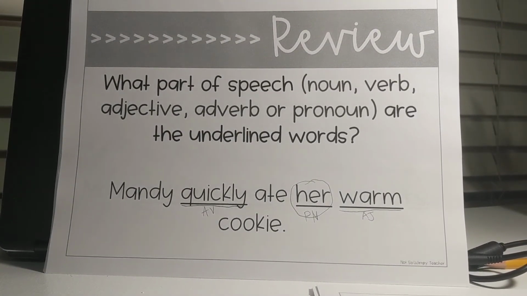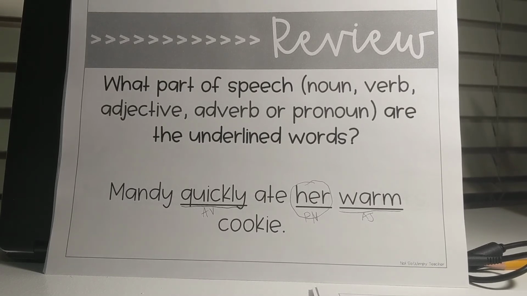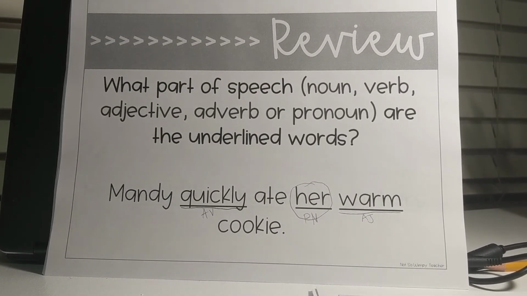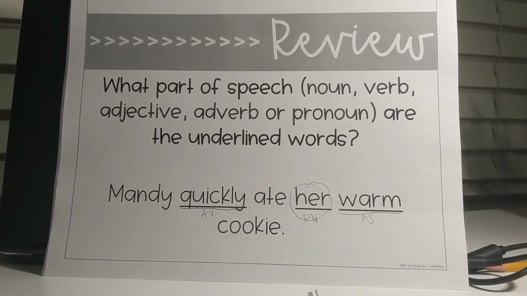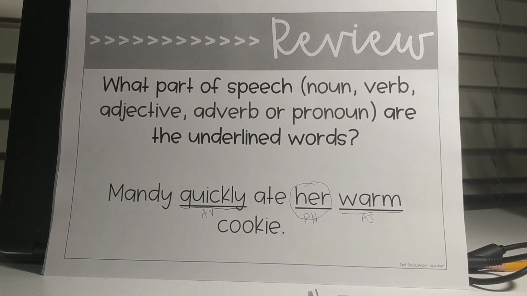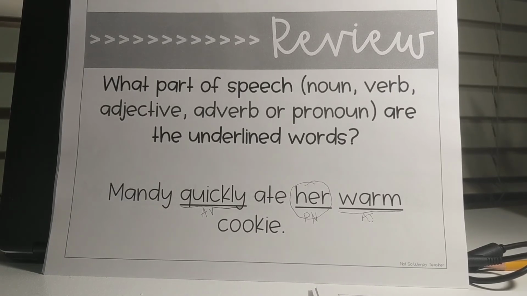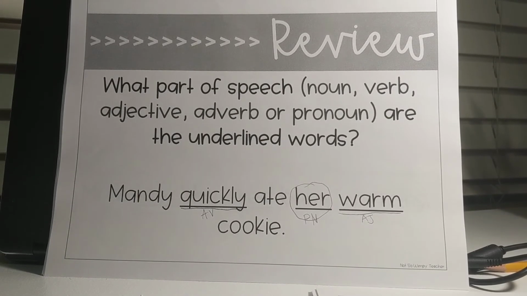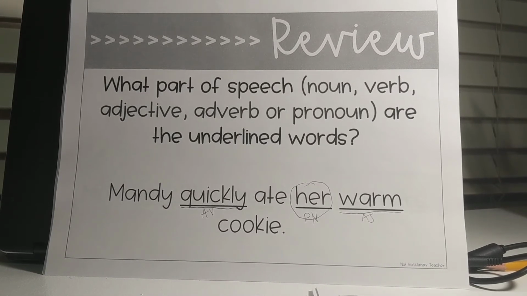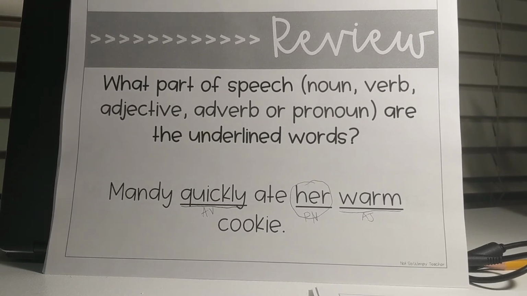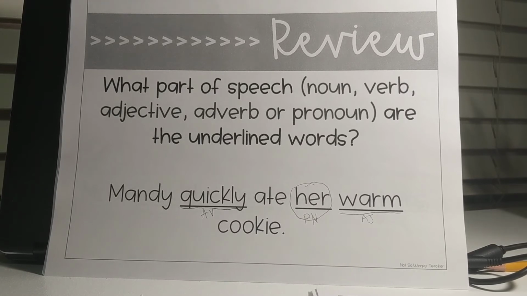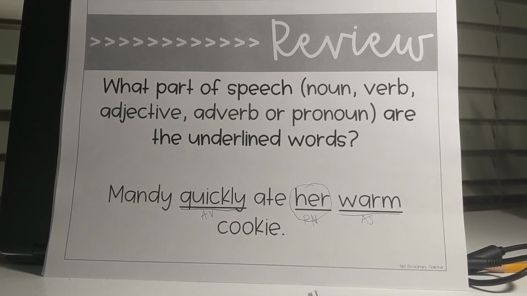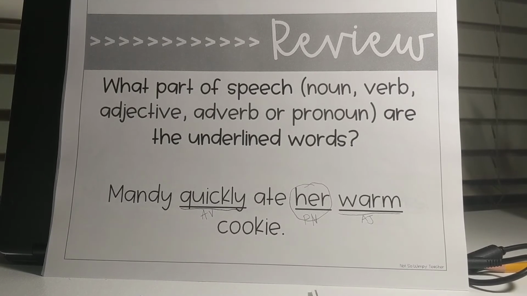What part of speech, noun, verb, adjective, adverb, or pronoun, are the underlined words? Mandy quickly ate her warm cookie. Mandy is a noun, and quickly ate. Quickly is describing how she ate, so it's an adverb describing the verb ate. And then there's a pronoun, her, and warm cookie. Warm is an adjective because it's describing a noun, the cookie.